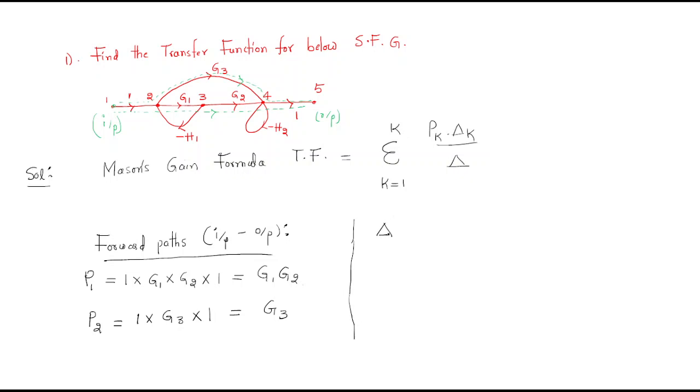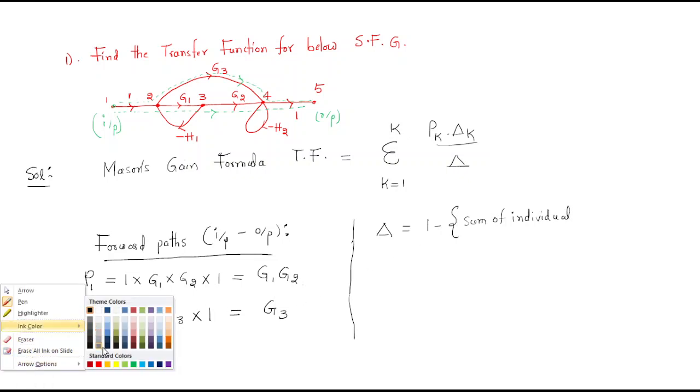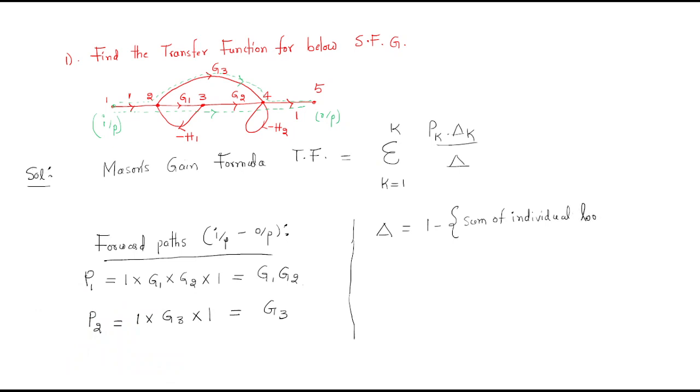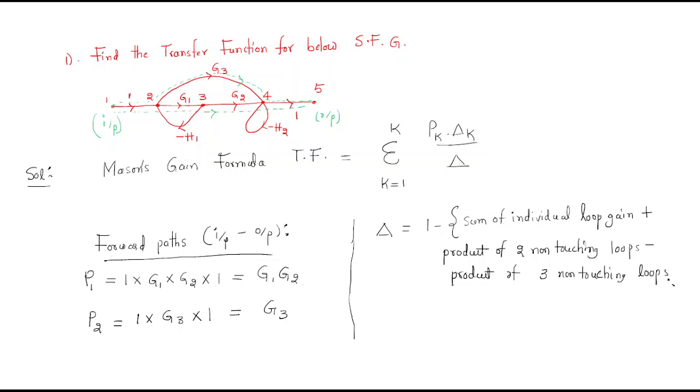What is del? Del is given by the formula 1 minus sum of individual loop gains, plus the product of two non-touching loops, minus the product of three non-touching loops, and so on. So this is the formula.